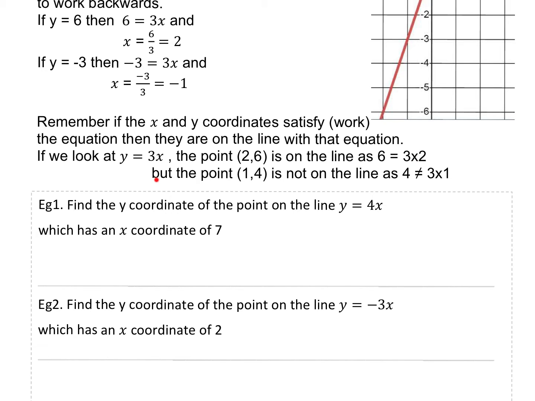But if we take another point, take the point (1, 4), and we try to put it into this equation, the y value being 4, we can see there that 3 times the x value, 3 times 1, is 3, and 3 times 1 is not equal to 4. So that point is not on the line.